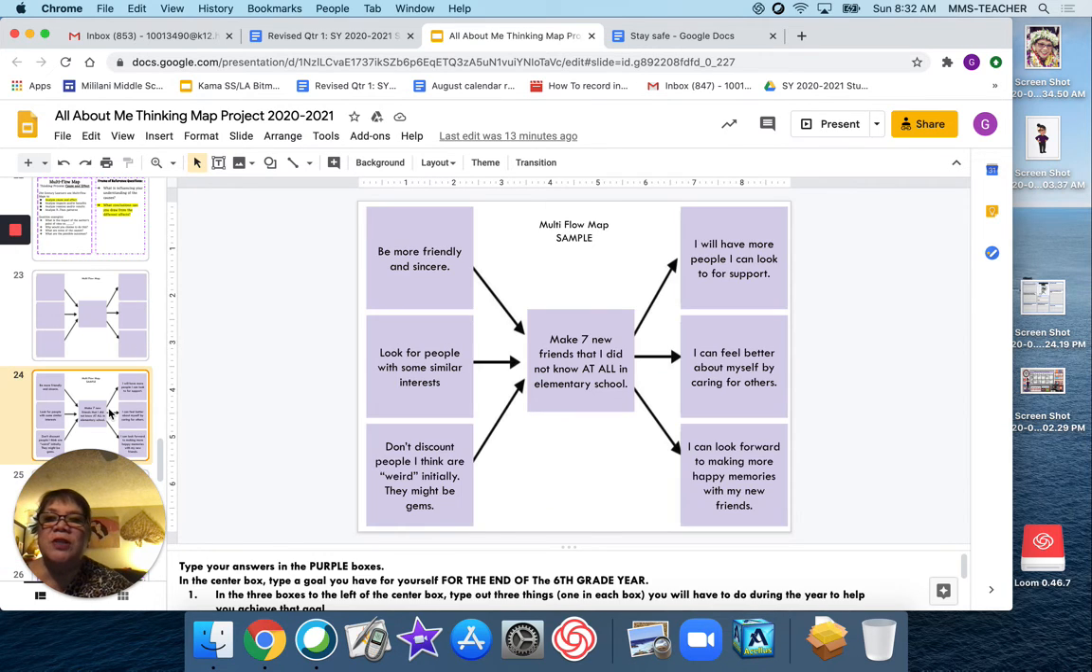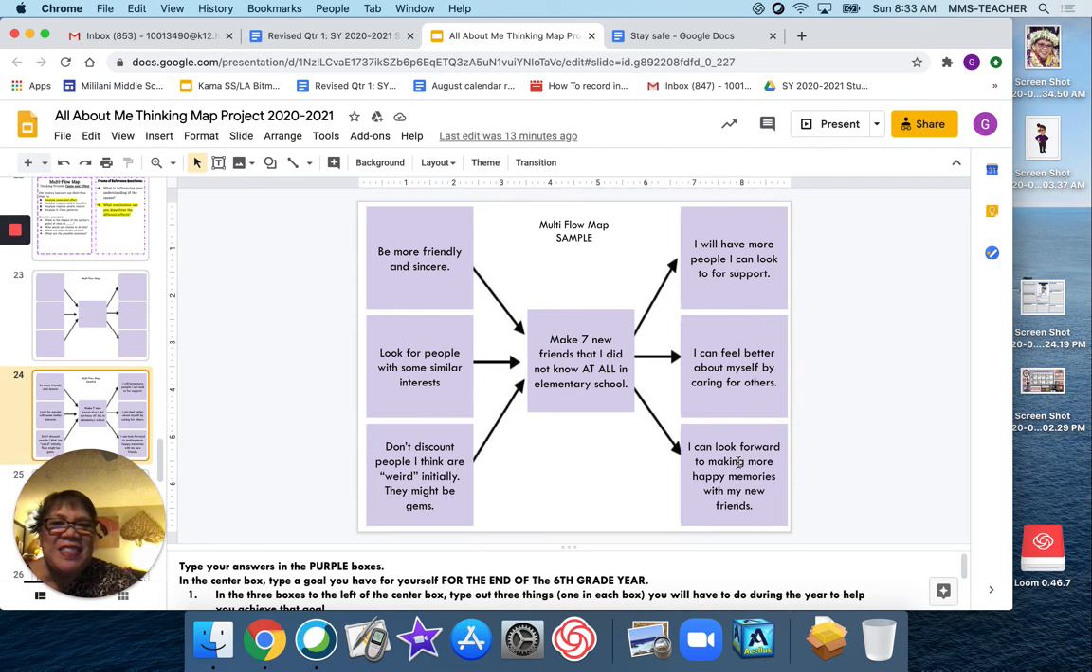Try to focus your conclusion based on what you write down in your multi-flow map. Okay? So again, make sure you have your goal in the center. What 3 things would I need to do to achieve that goal? And what 3 things will occur should I do that to get that goal? Okay? So if I do this, this is what could be the outcome. All right. So go ahead and give it a try.